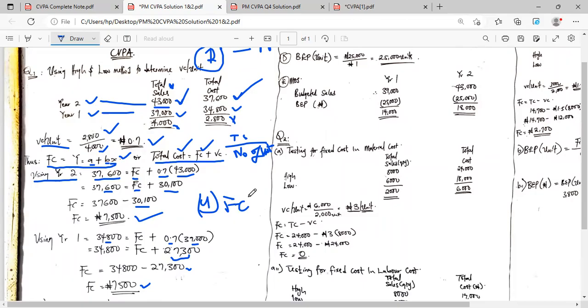Yes, sir. Good. Now, let me tell you something again. For the fact that I said that we are going to be having total sales and total cost for the high and low method does not mean that in all questions it's going to be total sales and total cost.